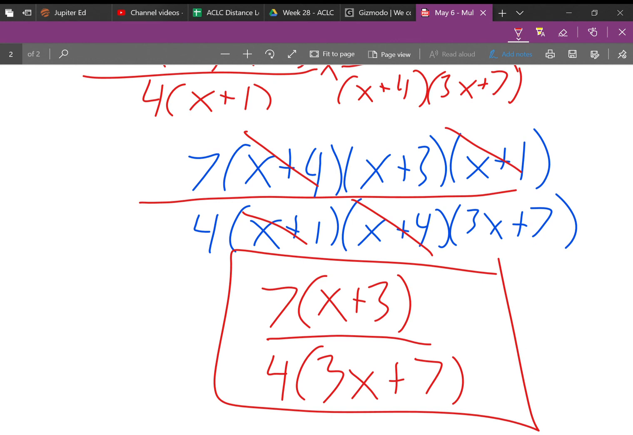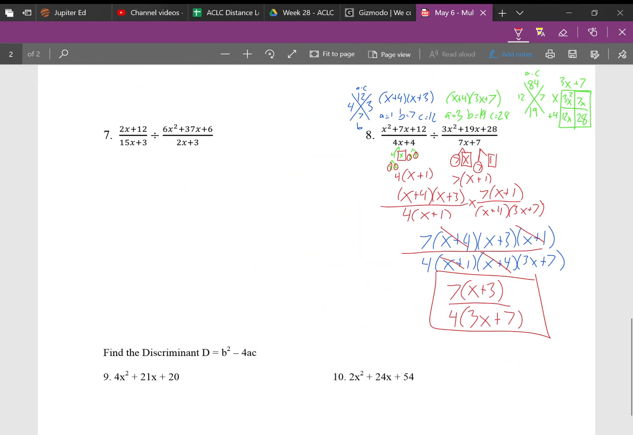So again, I hope you're getting used to this process. It's not particularly complicated. It's just putting together what we know about factoring with what we know about rational expressions. And let's look at that whole problem so you see all the work we did.